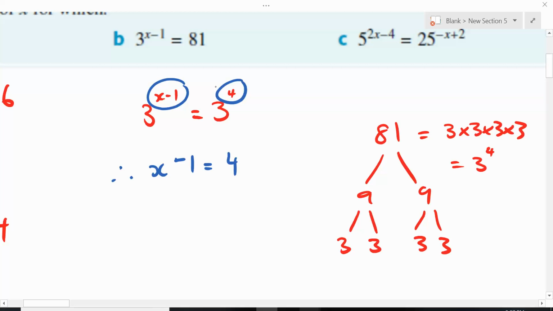So if it's equivalent, the powers have to be the same. So now you can solve it. x minus 1 equals 4. Therefore, x has to equal 5. Okay? So that's what 13D is. 13D is using your skills from what you learned in 13A, 13B, so you can solve.